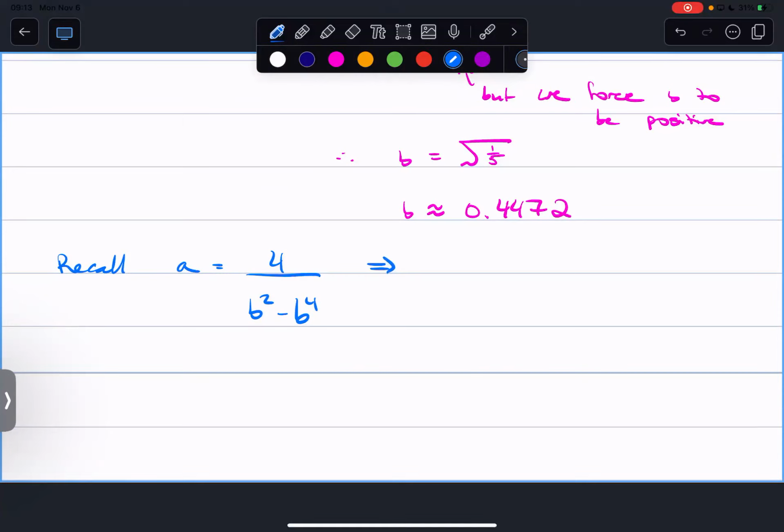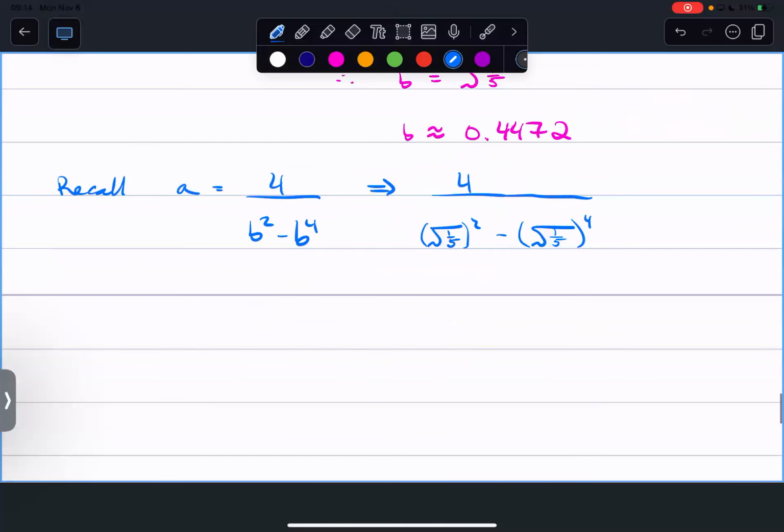And to try to keep it on the same page, I'm going to have 4 over the root of 1 over 5 squared, which is just going to be 1 over 5, minus the root of 1 over 5 to the 4th. I guess I'm not going to be able to keep it on the same page, but that's okay. The root squared is going to cancel out. Why? Because I can rewrite this as 1 over 5 to the power of 1 over 2. 1 over 2 times 2 is 1, and that's why it's just 1 over 5.